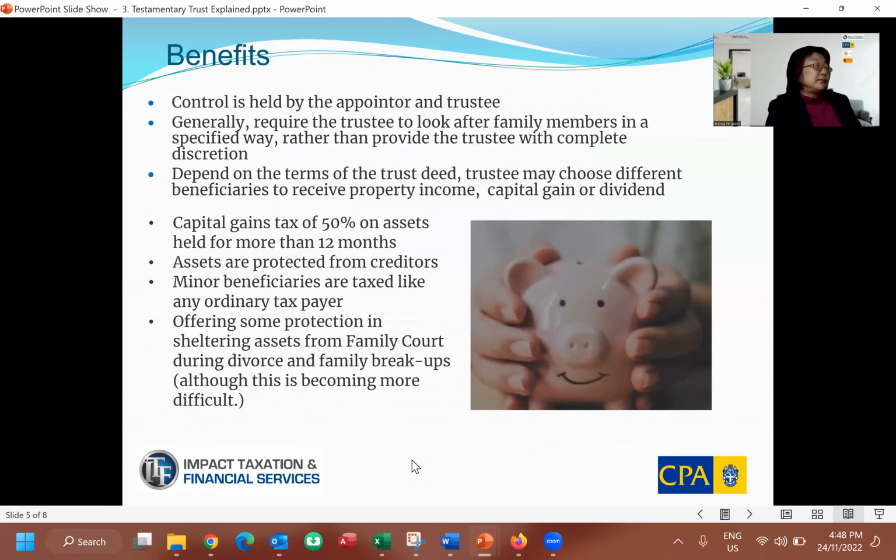So what are the benefits of a testamentary trust? First of all, control is held by the appointor and trustee. That's similar to a common discretionary trust or family trust. Generally speaking, it requires the trustee to look after family members in a specified way, rather than provide the trustee with complete discretion. That's one of the major differences between a testamentary trust and a common family trust.